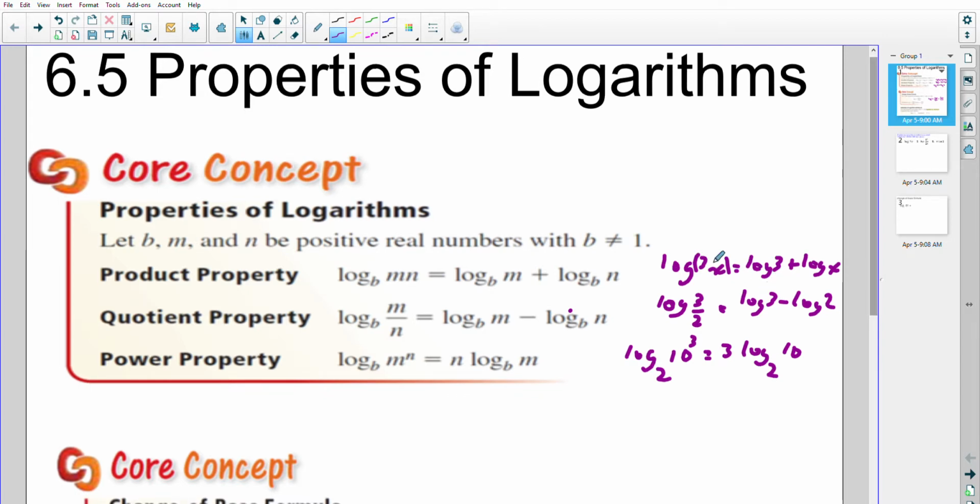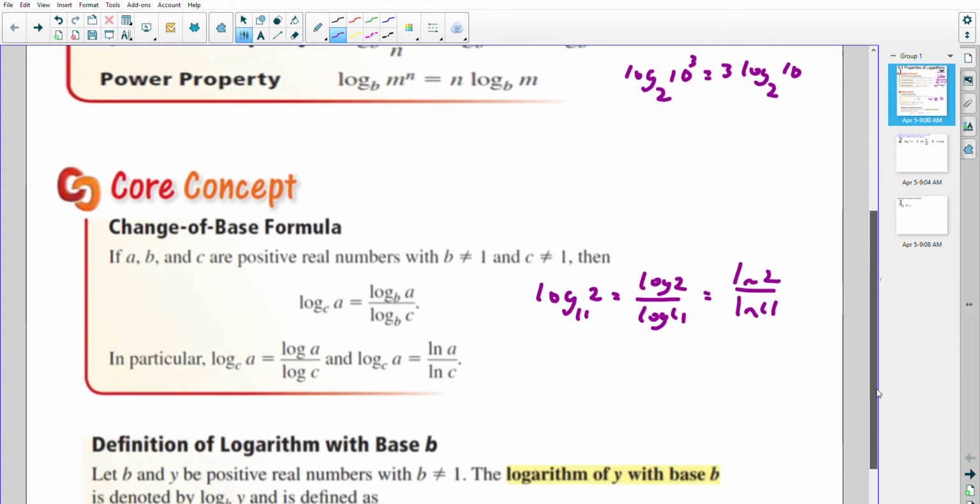Now, going from left to right is going to be called expanding, and it could be just one thing, such as what's listed below, or there could be two or three things that you have to do. And going from right to left is called condense. So you could go either direction, depending upon what the directions say.